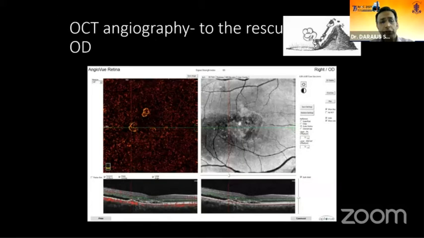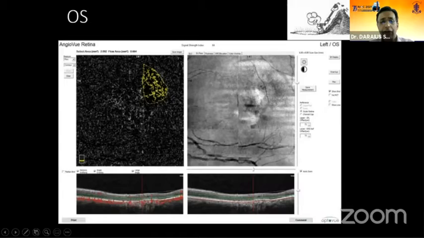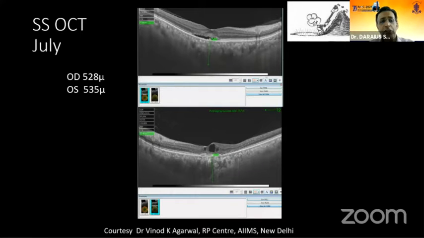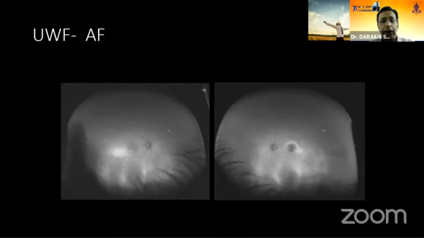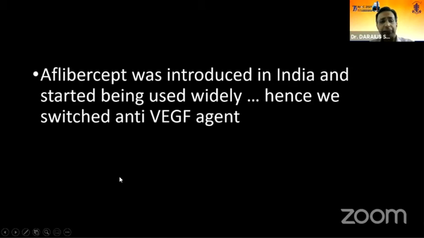So we did an OCTA because it was new at that stage, and we could appreciate these beautiful loops in both the right and the left eye. And when we did a swept source OCT, we could see the choroid is much thicker, more than 500 micron. The ultra wide field autofluorescence showed these beautiful tracks.